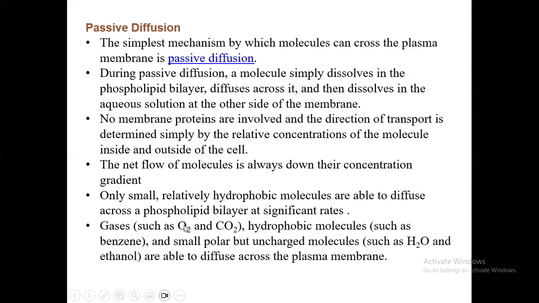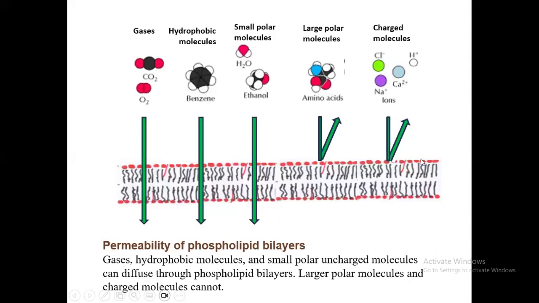Examples include gases such as oxygen and carbon dioxide, hydrophobic molecules such as benzene, and small polar but uncharged molecules such as water and ethanol, which can diffuse across the plasma membrane. So here we have a diagrammatic representation of what types of molecules can permeate the phospholipid bilayer and which molecules cannot permeate directly by diffusion across the phospholipid bilayer.